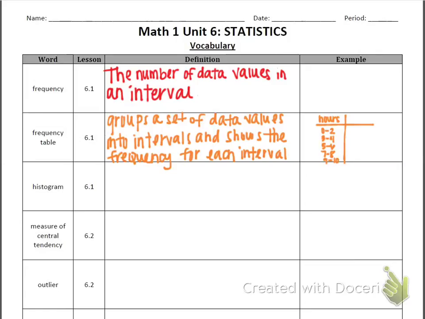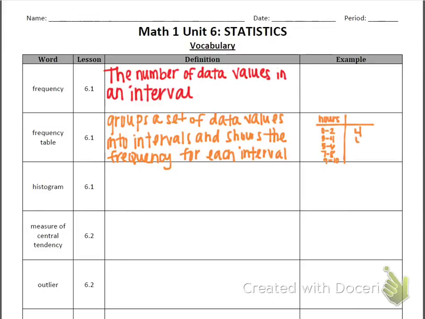Are the intervals all the same size? 0 to 2, 3 to 4, 5 to 6, are those all the same size? Yeah. Well, 1 and 2 hours, 3 and 4 hours. We're getting technical here. Okay, so intervals, you want them to all be the same size, and you don't want any gaps. So we want to make sure that they occur right after the other. Okay, so then we would just count up how many students study within those intervals. So let's say 4 students study 0 to 2 hours a week.